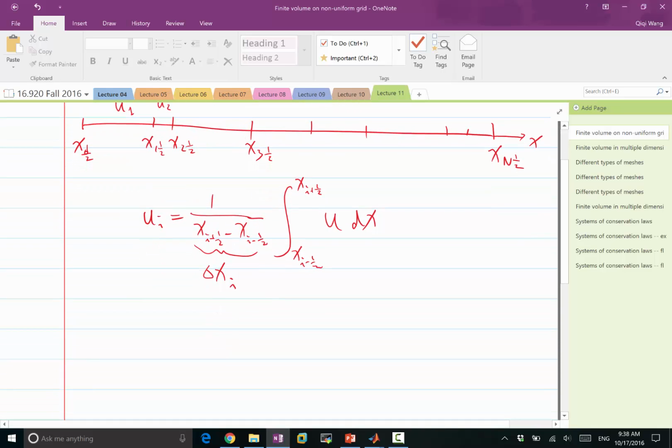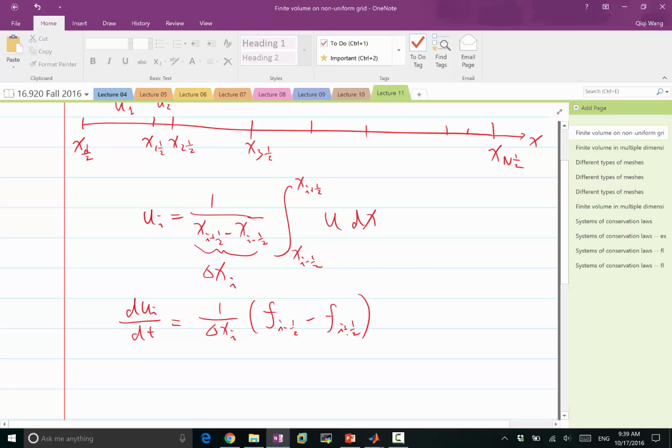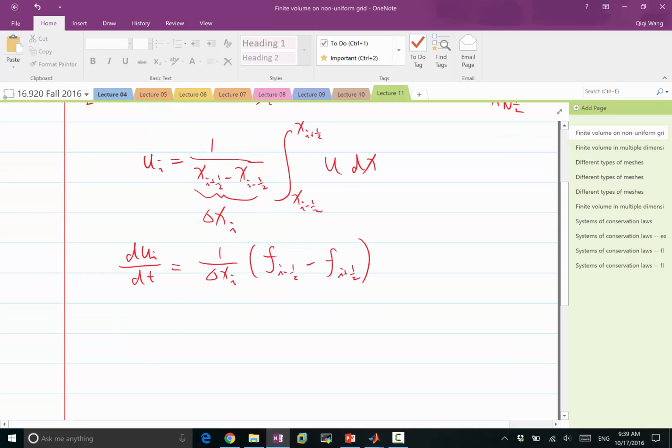Remember, the integral form of the equation applies to any interval. So if we apply the integral form of the equation, we get dui dt would be equal to 1 over delta xi, the derivative of the total amount of quantity inside that volume. The derivative of that is the flux at i minus half minus the flux at i plus half. Right? Now, we still are going to use finite volume approximation to approximate these fluxes. And the approximation would work in very similar ways. Okay? And that is going to give us the same kind of finite volume solution as we had before.